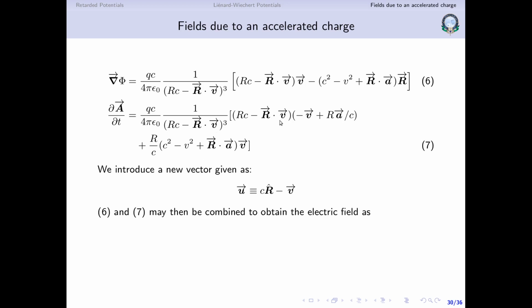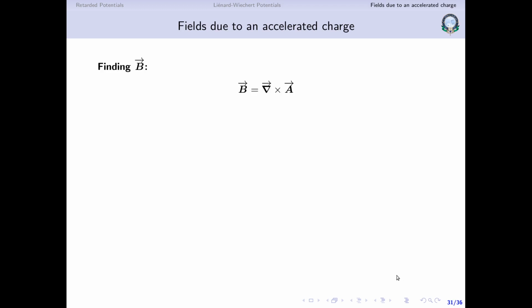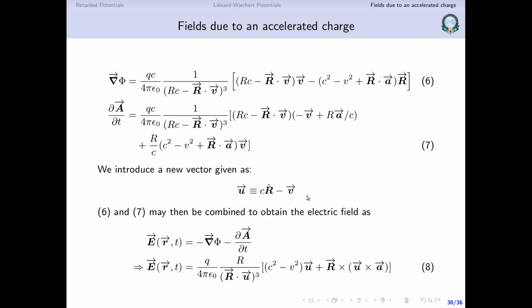So we can combine these two equations together to obtain the electric field in this way, and we can utilize the definition of u to rewrite the combined expression in this form. So this quantity here will become r·u, and the other terms inside can also be simplified, and we can write it in a much more manageable form of the electric field, which is given as equation number 8. So now we have just found the electric field.